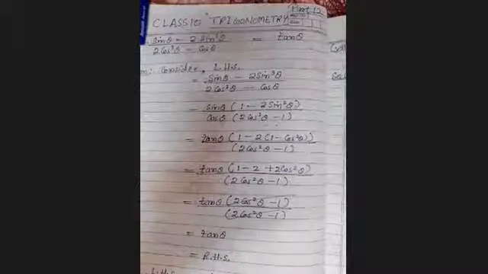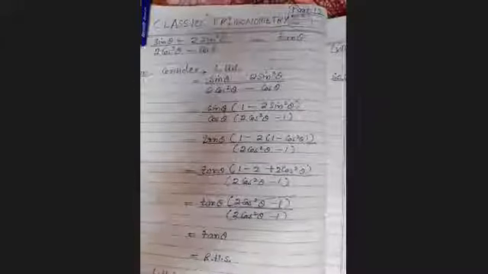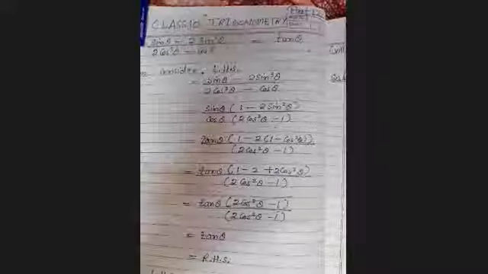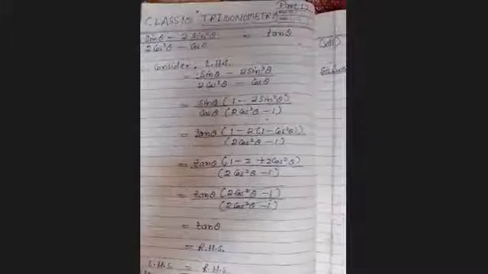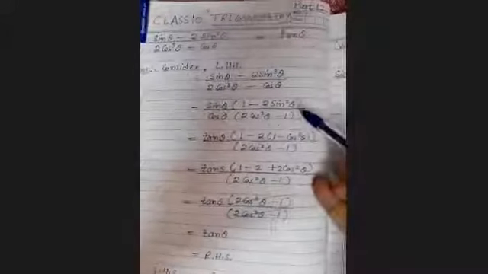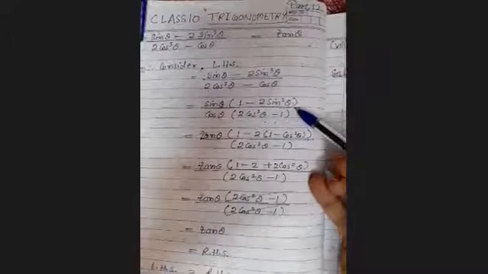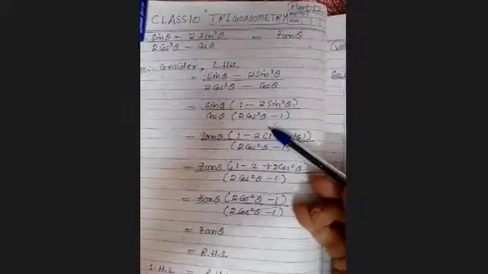You can see here in the numerator sin θ is common, and in the denominator cos θ is common. After taking sin θ common, we are getting 1 − 2 sin² θ, and in the denominator, when we are taking cos θ common, we are getting 2 cos² θ − 1. In this, sin θ upon cos θ is tan θ, but here either we replace sin² θ in terms of cos² θ or cos² θ in terms of sin² θ.